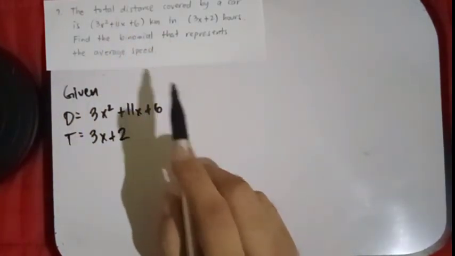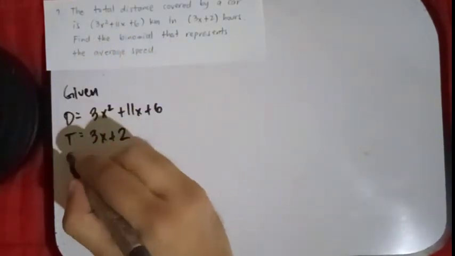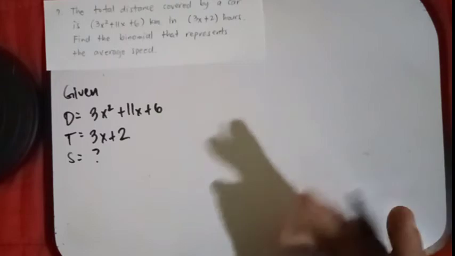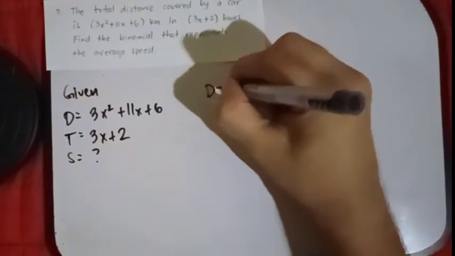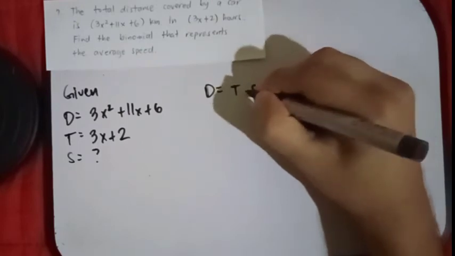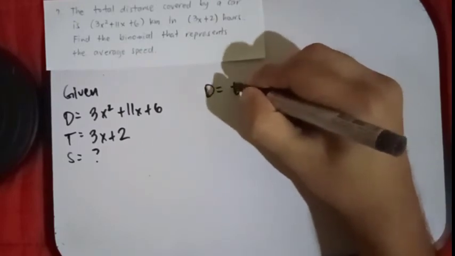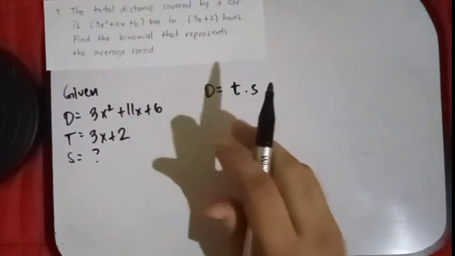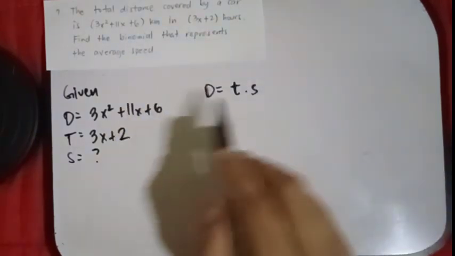Ang hinahanap kasi is yung average speed. So, speed, wala pa yan. Okay? So, ang gagamitin nating formula is distance is equal to time times rate or yung speed. Yung time, tapos speed. Pag minultiply mo, yan yung magiging distance. Okay, so substitute na natin.